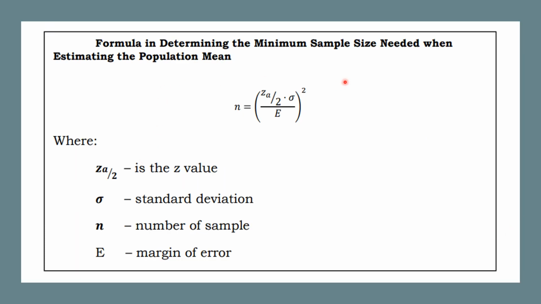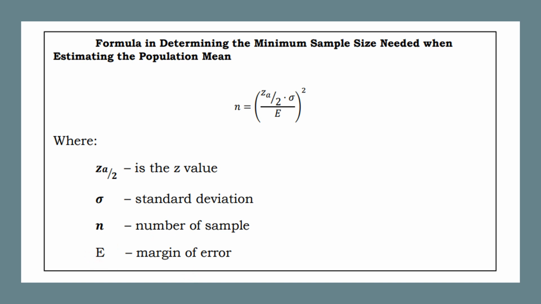Again, this is the formula wherein Z sub alpha over 2 is the Z value, lowercase sigma is the standard deviation, small letter n is the number of samples, and capital letter E is the margin of error.